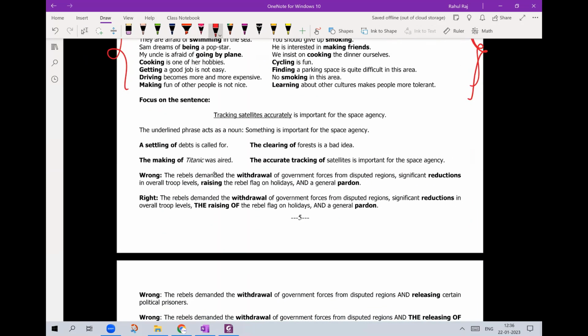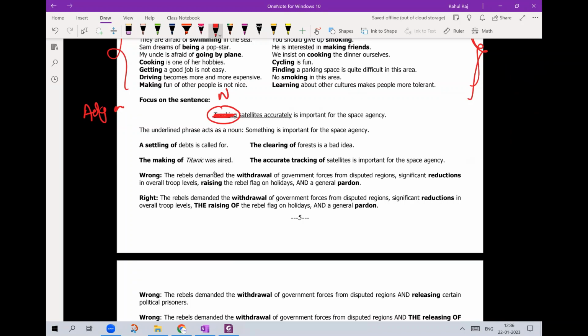Imagine, now focus on the sentence. Tracking satellite accurately is important for a space agency. What is important? Tracking satellite accurately. So tracking is a noun. I can 100% say this alone cannot be a verb at all. And if this is not a verb, this can either be an adjective or a noun. If I remove tracking and read the sentence, see, is the sentence making sense?